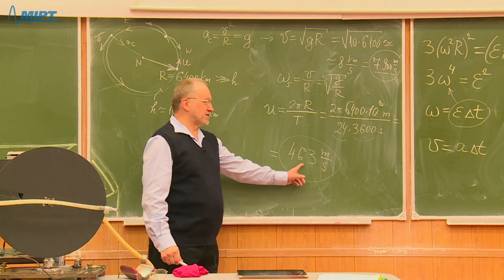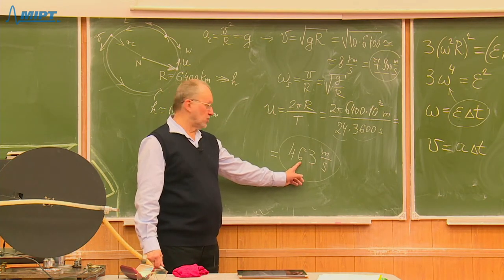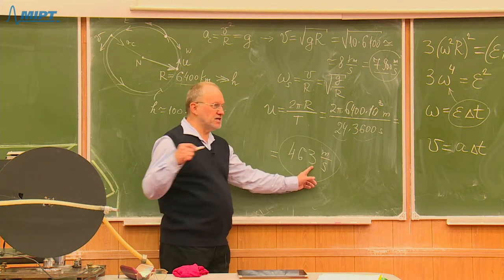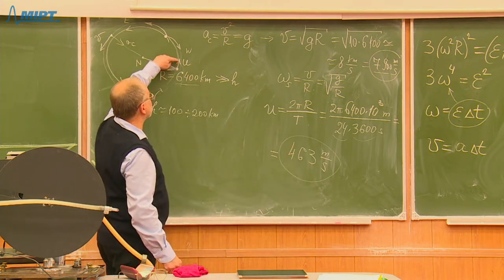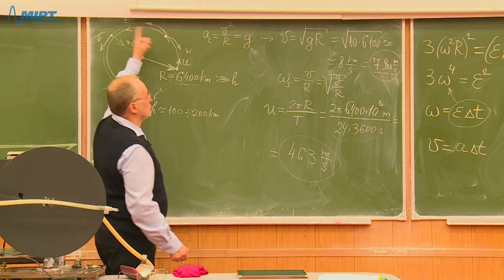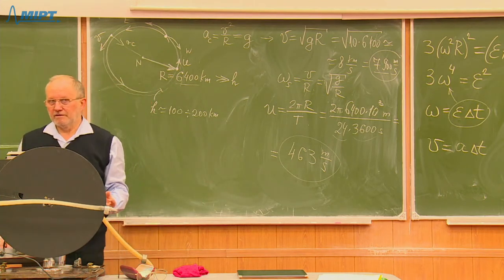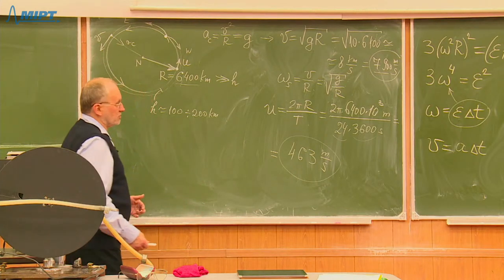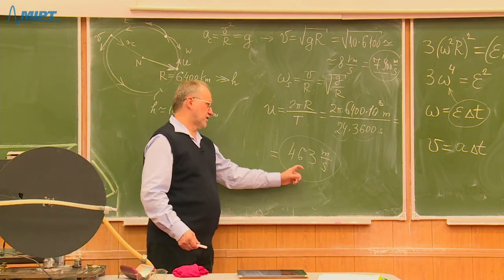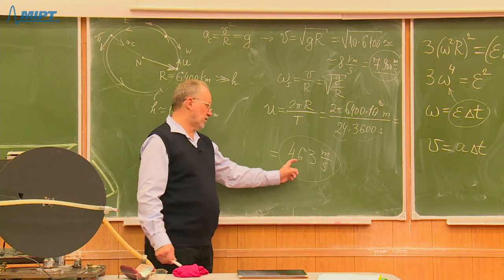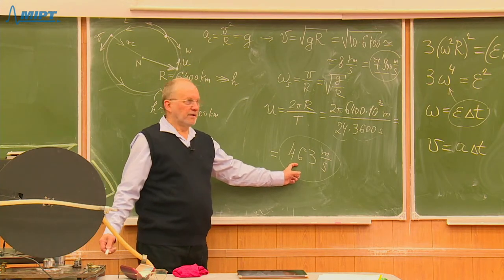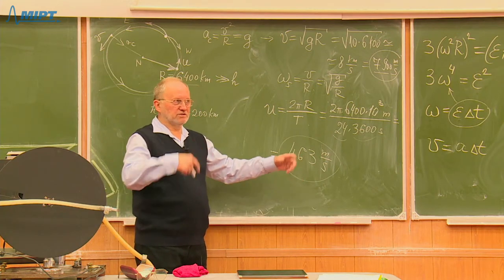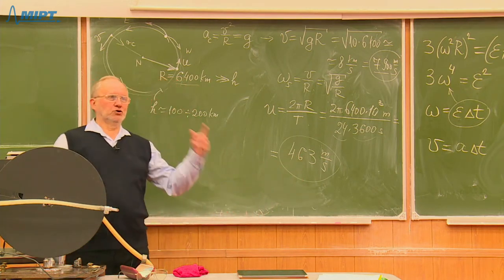Almost half a kilometer per second. Almost half a kilometer, 463 meters per second. That is the linear velocity of any point on the equator due to the rotation of the planet Earth. The velocity here in Moscow will be approximately half of this velocity, about 200 and something meters per second. That is the velocity with which we move because the Earth is rotating.